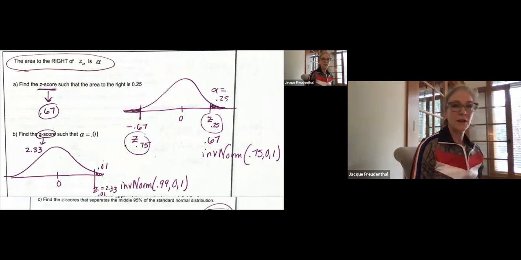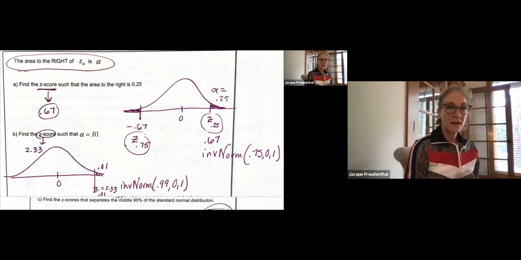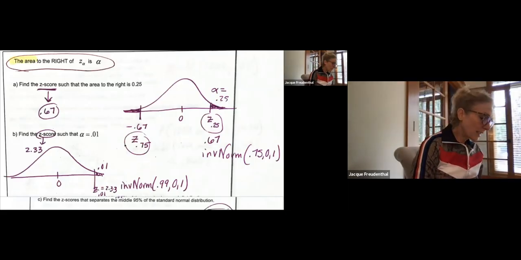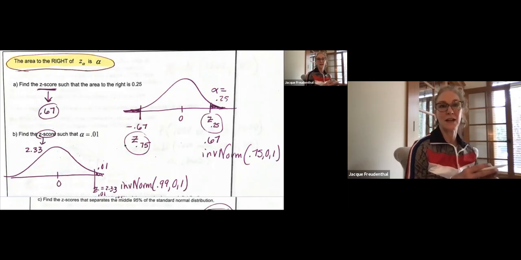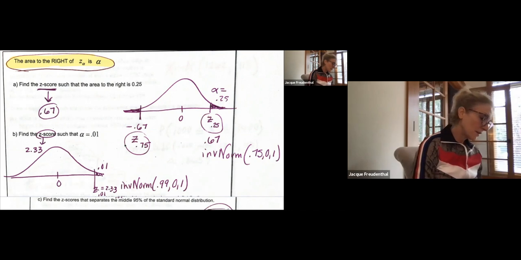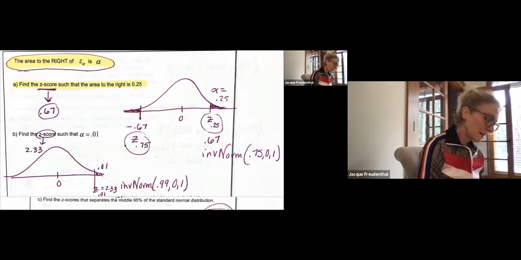I've already written this out just to save time. So we are going to go backwards. We are now going to find the z-score based off of the given area. So find the z-score such that the area to the right is 0.025. Area to the right.